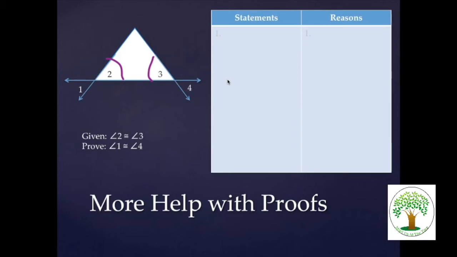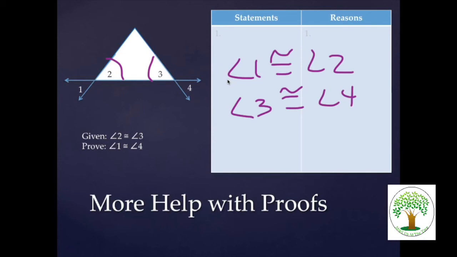Not 1 and 4, not yet. Which ones are vertical ones? 1 and 2. Yes. Somewhere I could write that angle 1 is congruent to angle 2 by the vertical angles theorem. I could also write angle 3 is congruent to angle 4. And angle 2 is congruent to angle 3, you know that by the given.